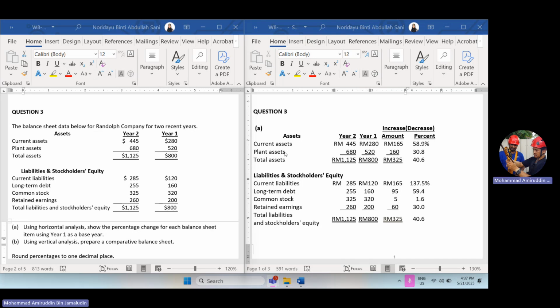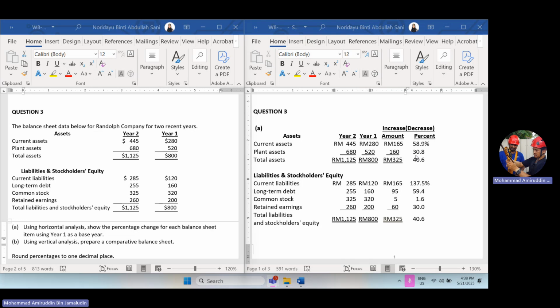Plant assets, 520 last year, 680 this year. So 160 over 520, you get 30.8. This one, 165 over 280, 58.9. That's all for the assets. So for the total, the difference between 800 and 1125, so 325 over 800, 40.6.